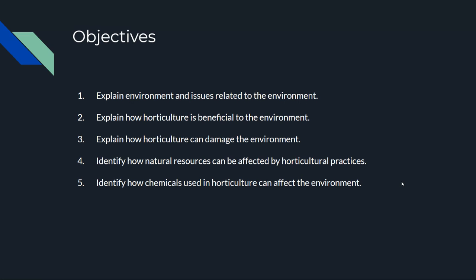Here's a few of the objectives. Explain the environment and issues related to the environment. Explain how horticulture is beneficial to the environment. Explain how horticulture can damage the environment. Identify how natural resources can be affected by horticultural practices. And identify how chemicals used in horticulture can affect the environment.